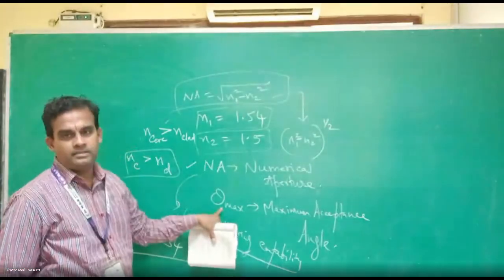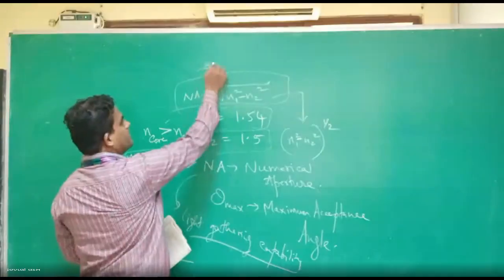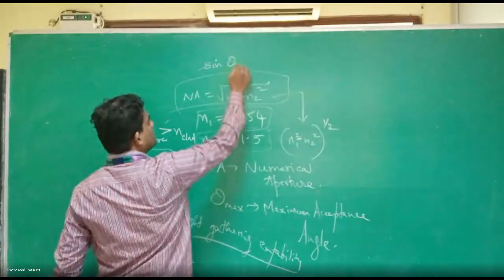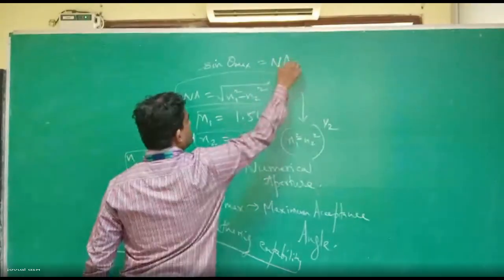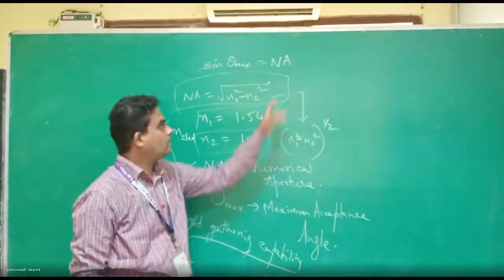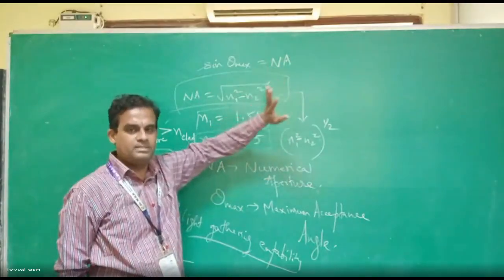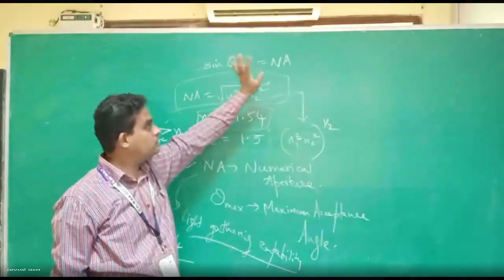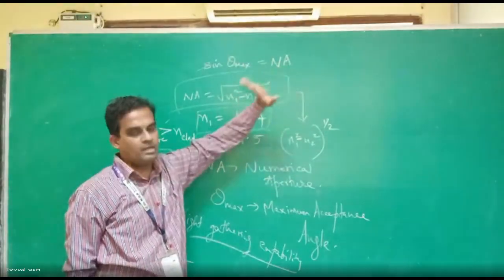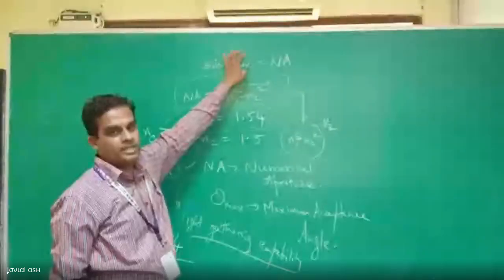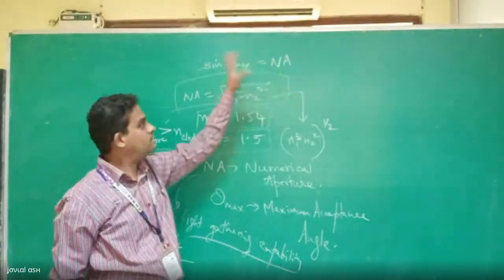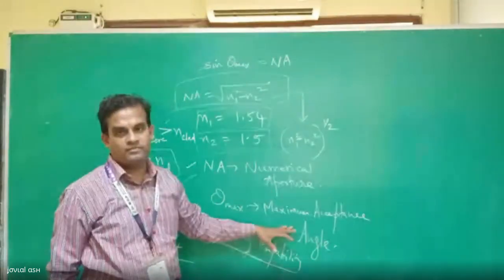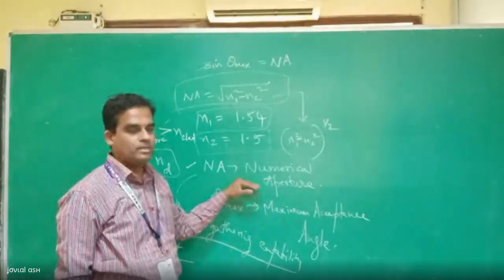Now you have to calculate theta. How will you calculate theta? Sine theta is equal to the numerical aperture of the fiber. So if you want to find theta, it is simply sine inverse of your aperture. Or if you know theta, you can calculate the numerical aperture as sine of theta. If you are given the aperture, you can calculate the maximum acceptance angle of the fiber, or if the acceptance angle is known, you can calculate the aperture.